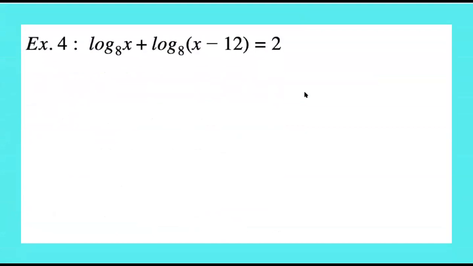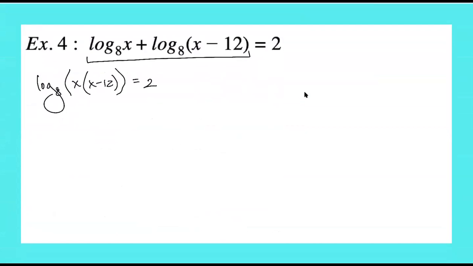Let's go back to this example. Let's take this left-hand side and condense it into a single log. Any addition becomes multiplication. And before we do our next step, let's distribute that x in there. So we get log base 8 of x squared minus 12x equals 2. I've condensed my log into a single log.